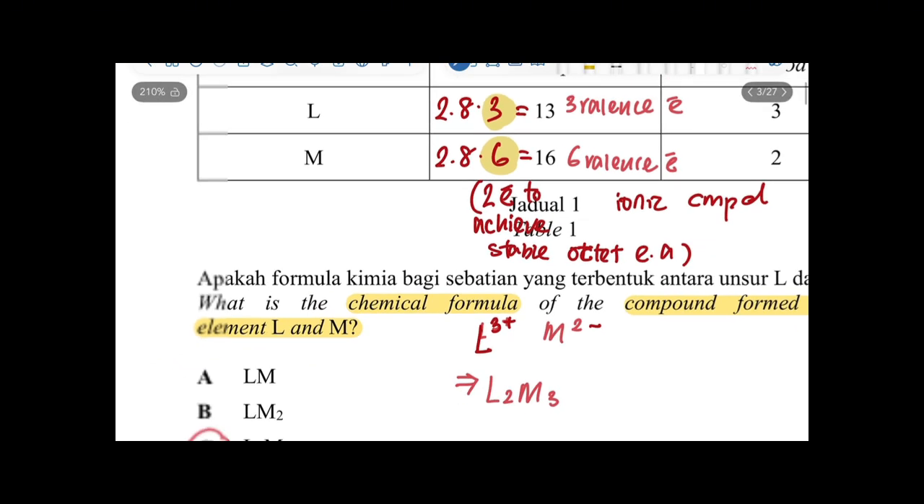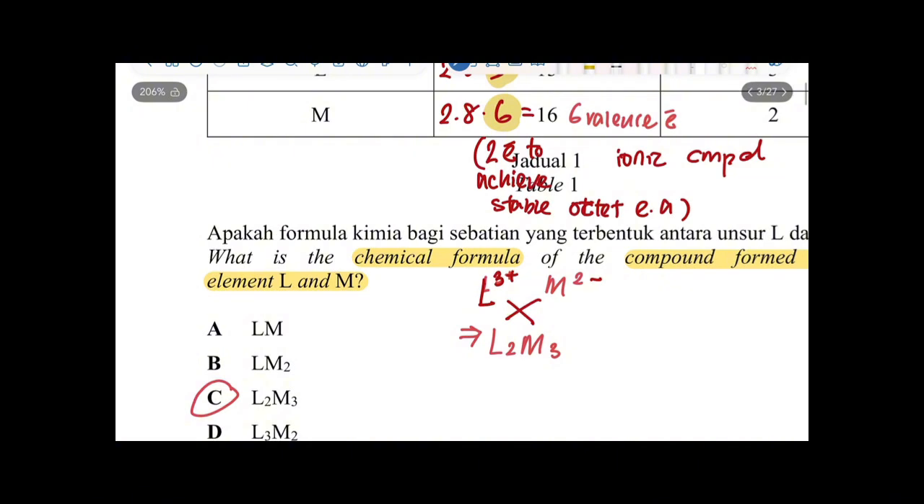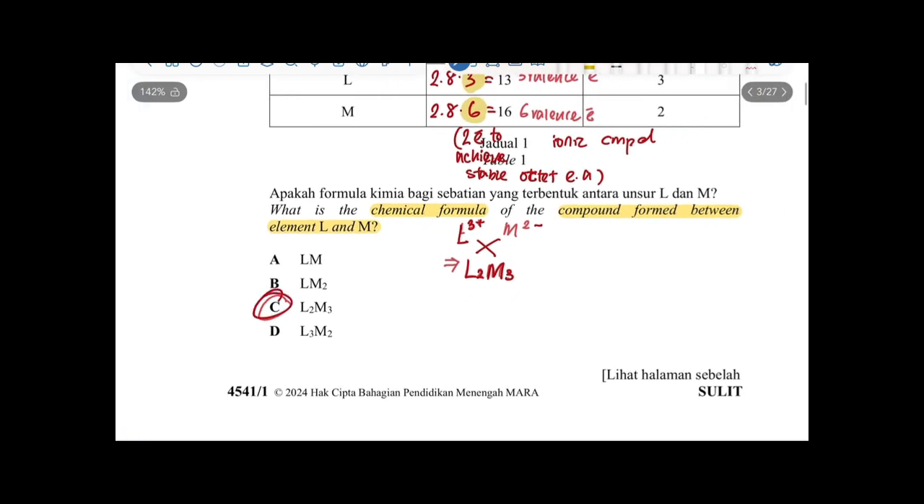electron arrangement. So when we cross it together, we copy down the L, and then copy down the opposite charge, which is 2, and copy down the M. Lastly, copy down the opposite charge from L, which is 3. So the answer would be C, L2 M3.